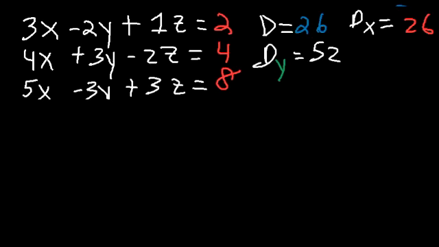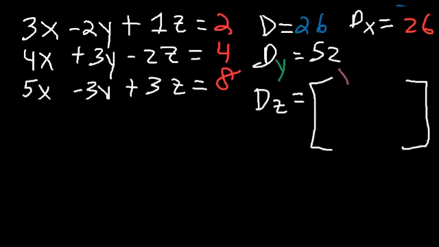So now the last thing that we need to find is dz. So dz is going to be, so this is x, y, z. So we need to replace the coefficients for z with 2, 4, 8. Everything else is going to stay the same.